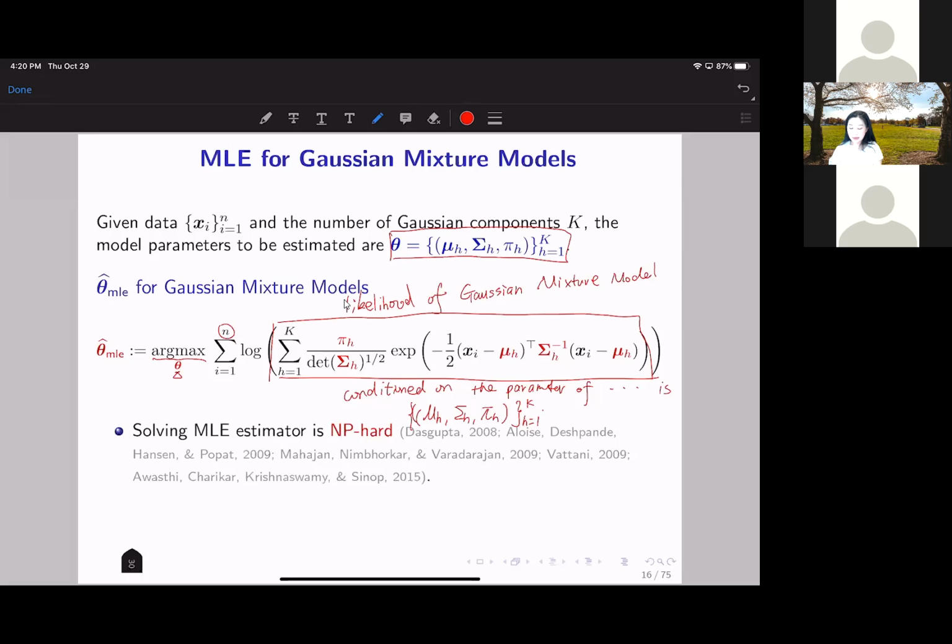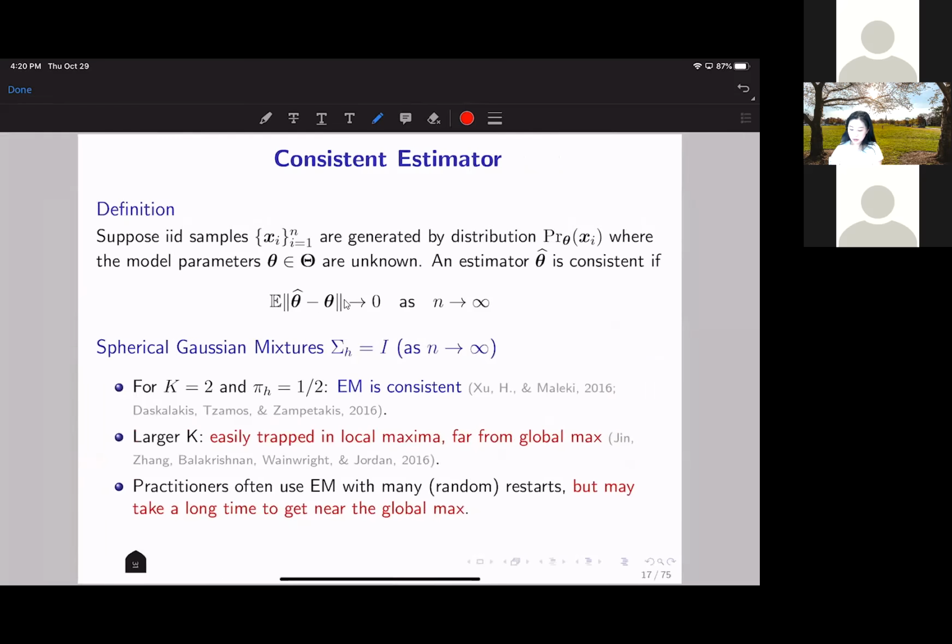So the problem is that solving this equation is NP hard. I don't have time to cover or prove why it is NP hard, but these papers will tell you why. So solving the MLE, even for Gaussian mixtures, is NP hard. Indeed, now I wanted to introduce the concept of a consistent estimator. It is very important to understand that.